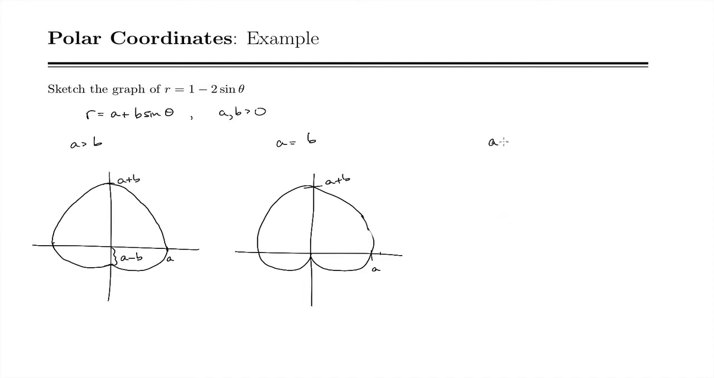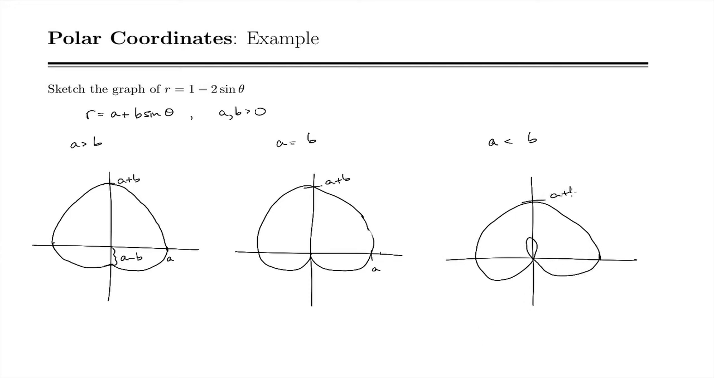And then, of course, we have the case if a is less than b. And you can see we progressively are pushing this point in. And if we push further, what happens is we actually come in and we get a little loop like that. Again, this is a plus b, and this distance here is now b minus a.